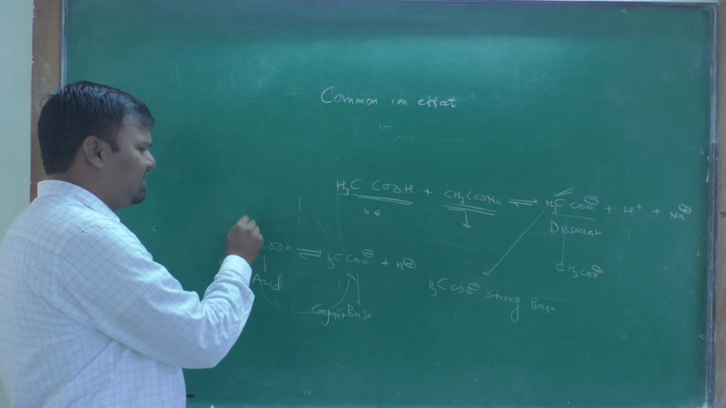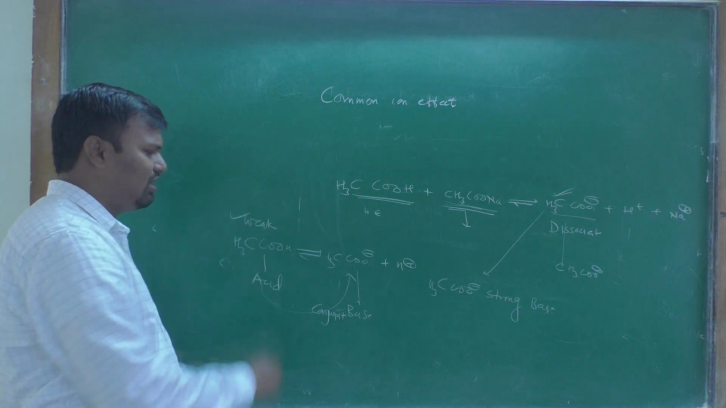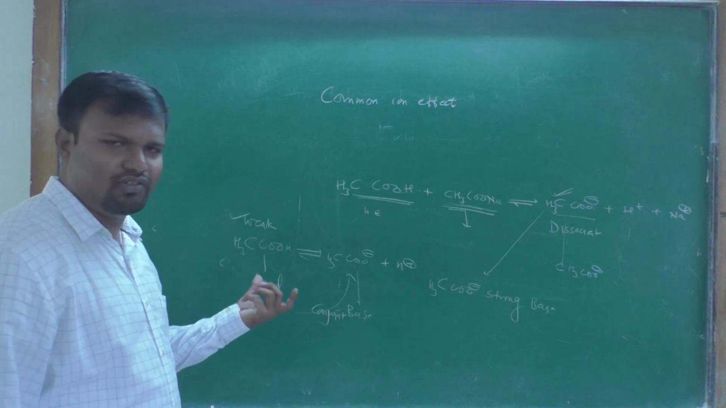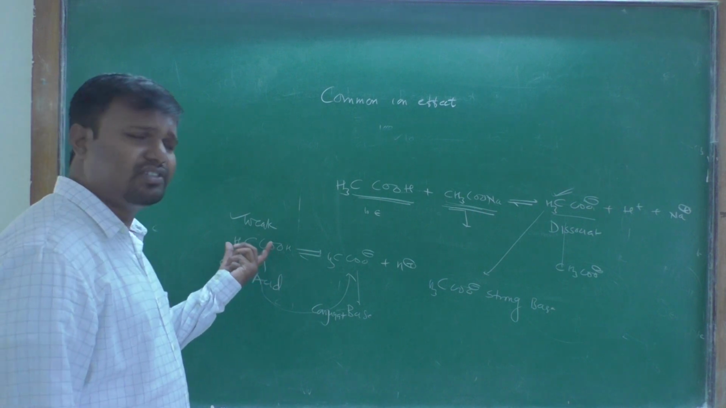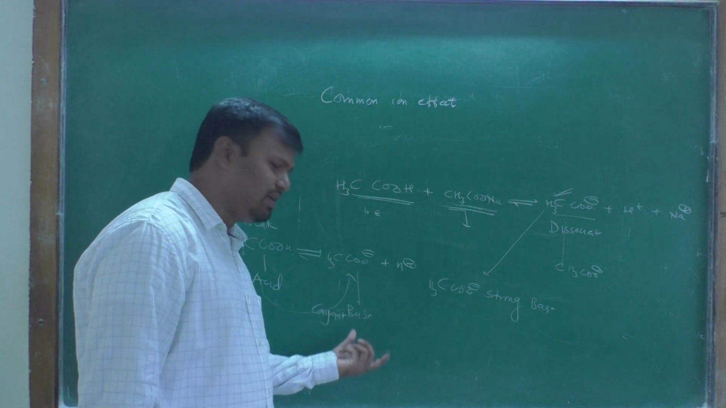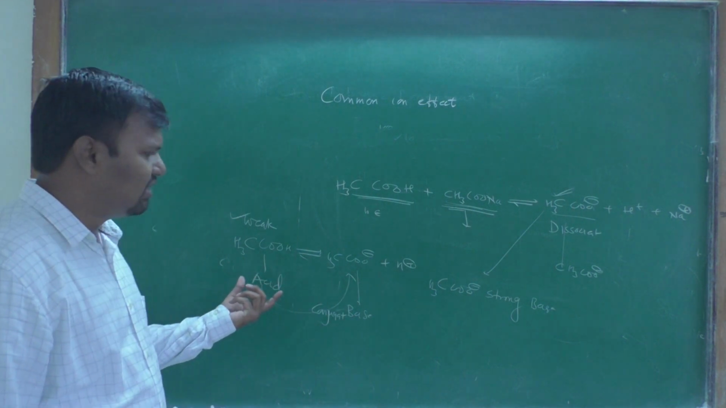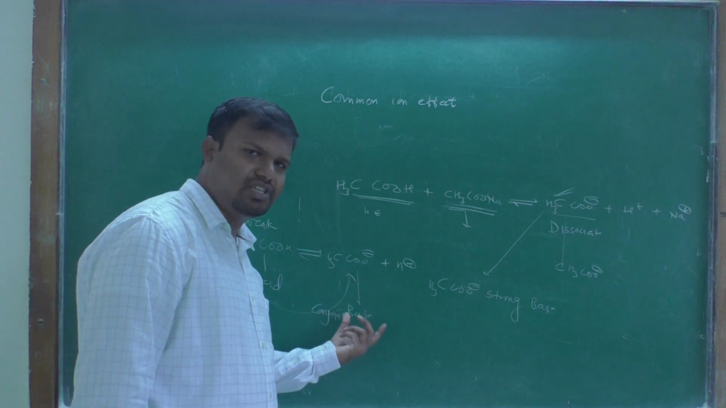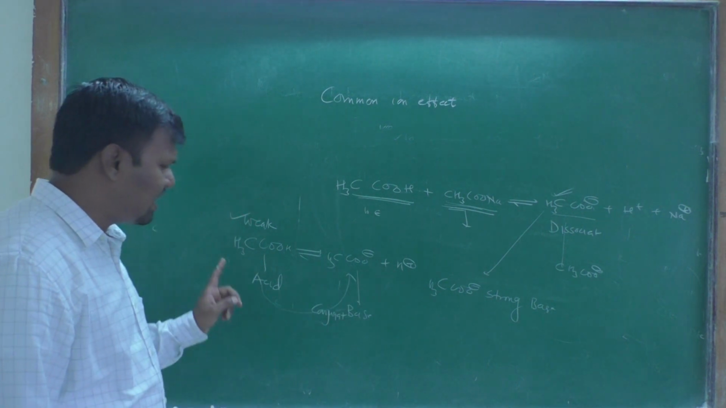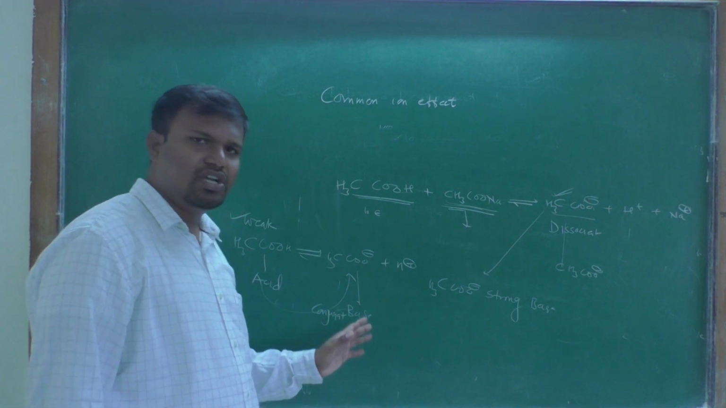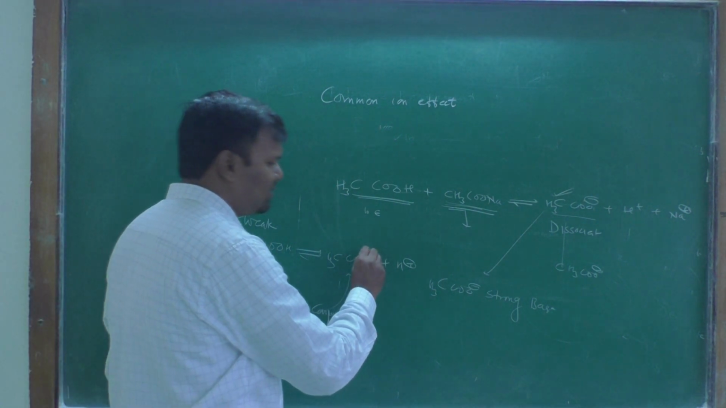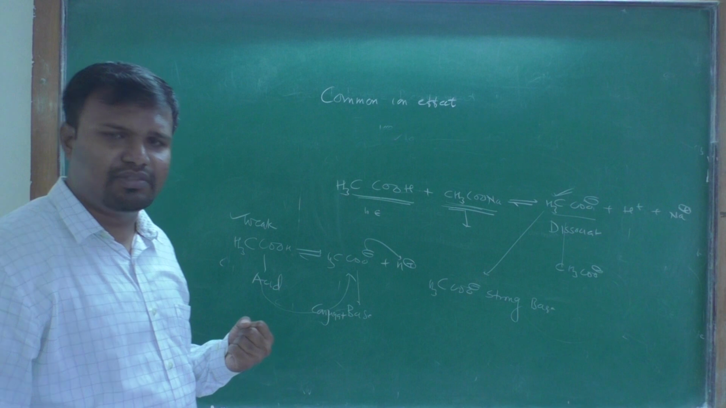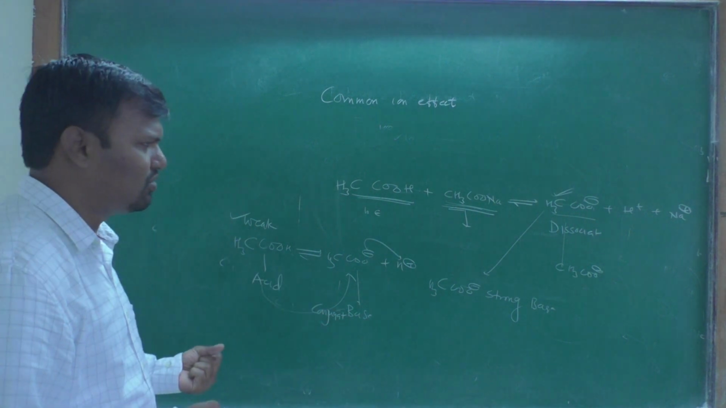This acid is weak because it dissociates in a very small amount, giving CH3COO minus and H plus. But from the weak acid you obtain a strong conjugate base. From a weak acid you obtain a conjugate base that is a strong base. Therefore, being a strong base, it easily and strongly accepts H plus ions.